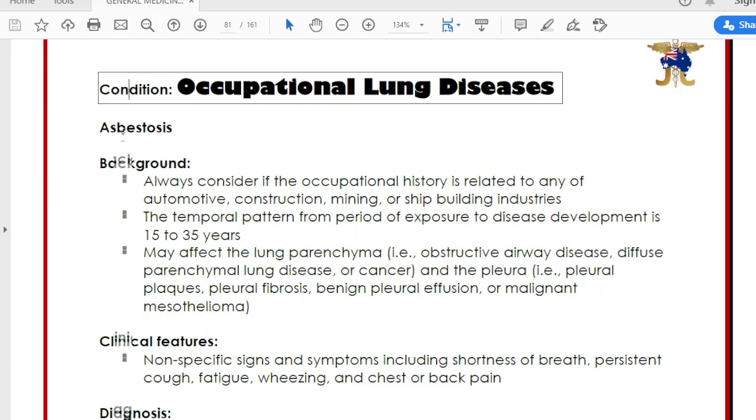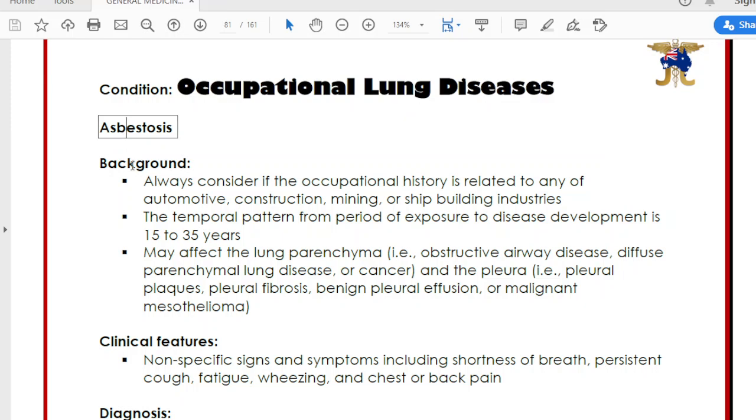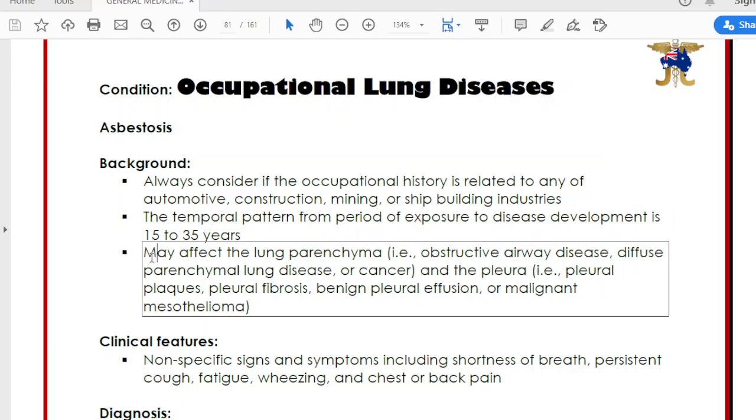Condition: occupational lung diseases. Asbestosis. Background: always consider if the occupational history is related to any of the automotive, construction, mining, or shipbuilding industries. The temporal pattern from period of exposure to disease development is 15 to 35 years. May affect the lung parenchyma, i.e., obstructive airway disease, diffuse parenchymal lung disease or cancer, and the pleura, i.e., pleural plaques, pleural fibrosis, benign pleural effusion, or malignant mesothelioma.